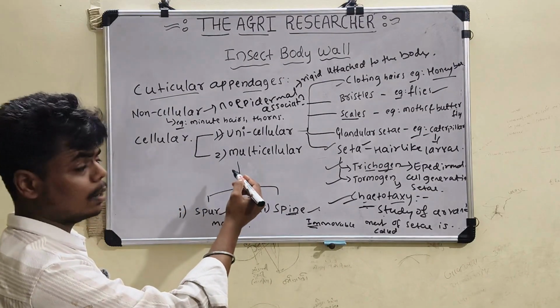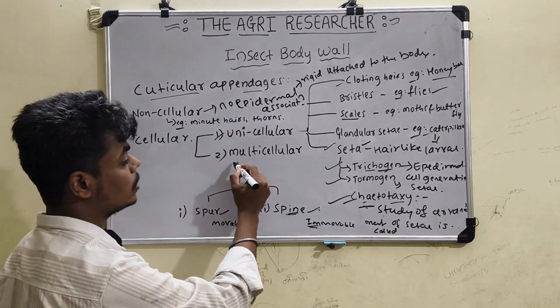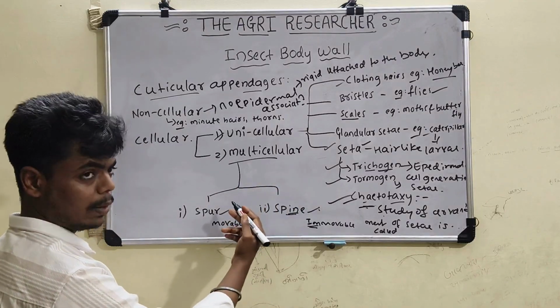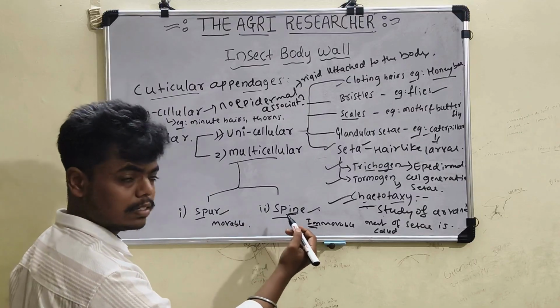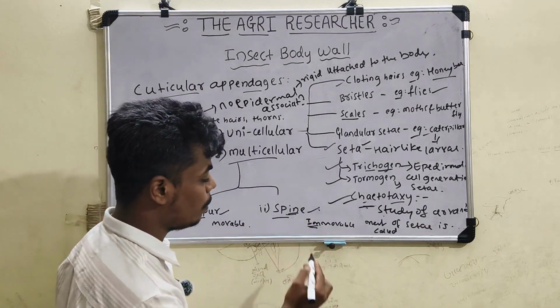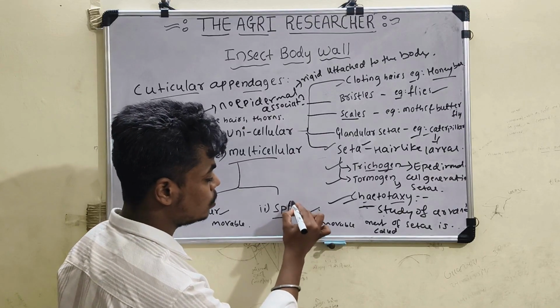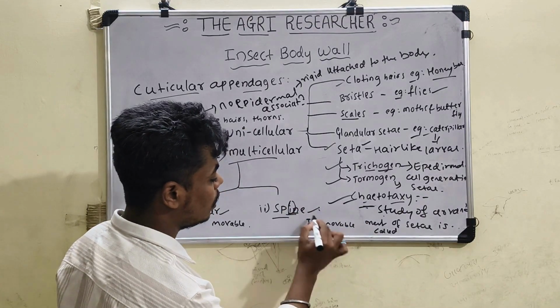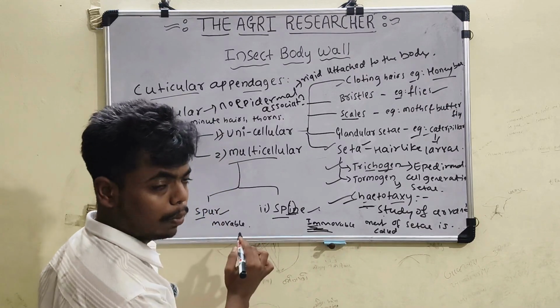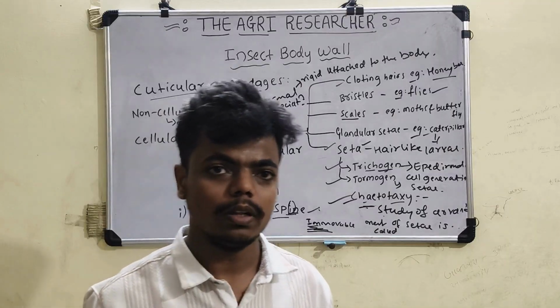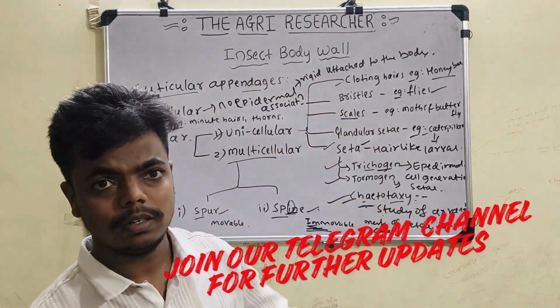And then come to the second point, the multicellular. In this again there are two types: spur and spine. Spur is movable, spine is immovable. How to remember it: spine, the I refers to im, I and I am, like that you remember for the purpose only. Immovable, and spur is movable. This is all about the insect body wall.